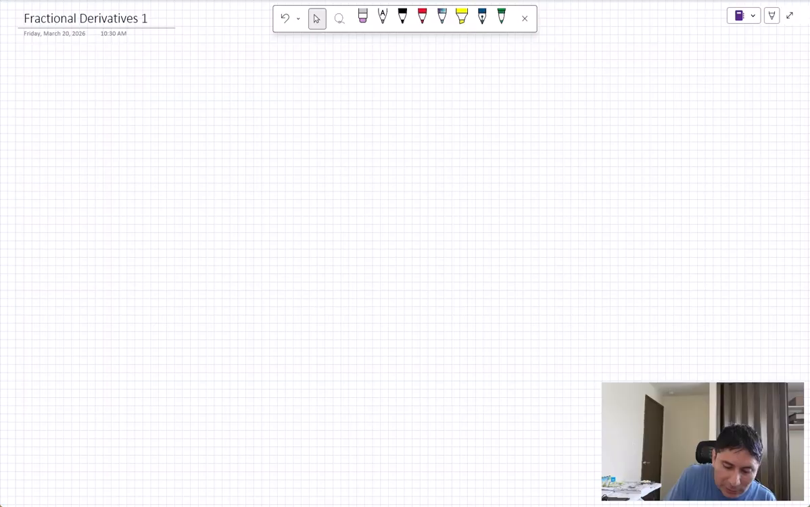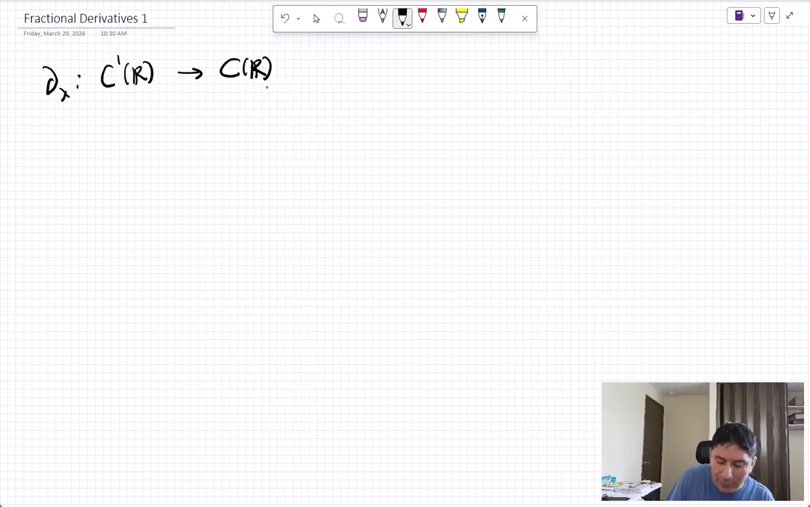Let's recall what the derivative operator in one dimension is. The derivative operator takes a differentiable function on the real line and gives me a function on the real line. That doesn't necessarily need to be continuous, it just needs to be a function.